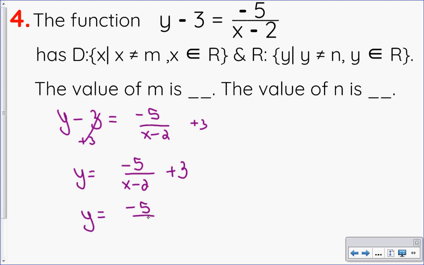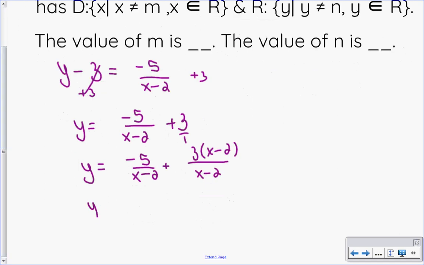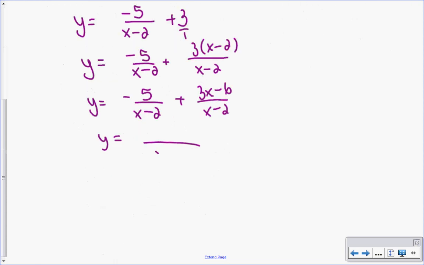So to write it in fraction form, I need a common denominator, and that common denominator is x minus 2. So this is like 3 over 1. So I can see, to change this into an equivalent fraction, I need to multiply numerator and denominator by x minus 2. If I were to cancel those, I'd end up back where I started with 3, so I know I've created an equivalent fraction. So let's continue this on. I have y equals -5 over x minus 2 plus 3x minus 6 over x minus 2, which all together, let's write this as one big fraction out of x minus 2, is 3x, -5 and -6 is -11.